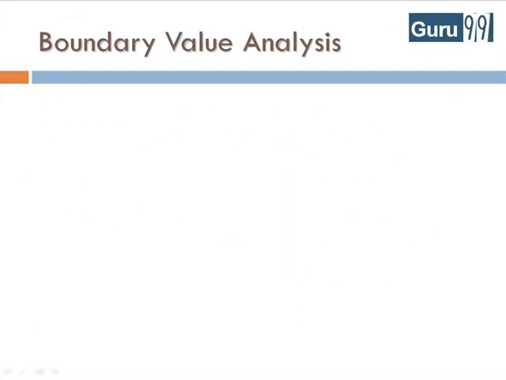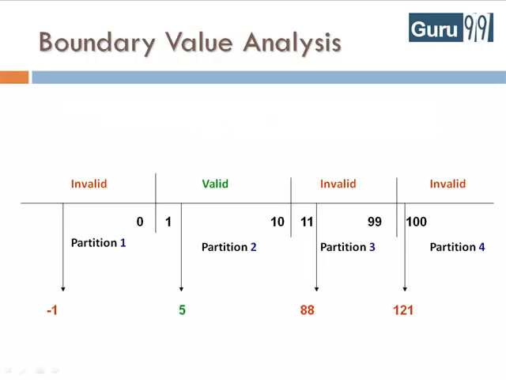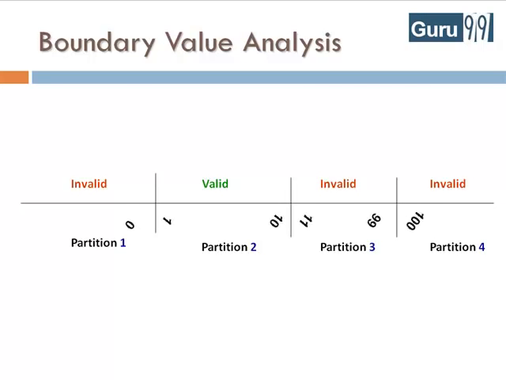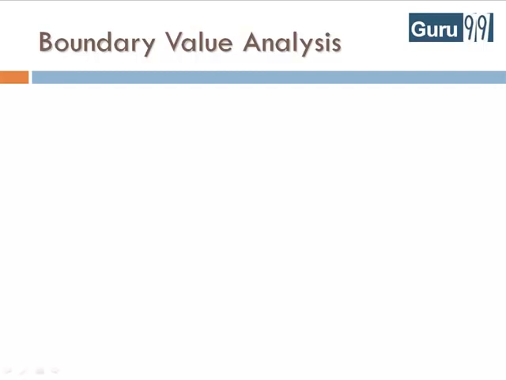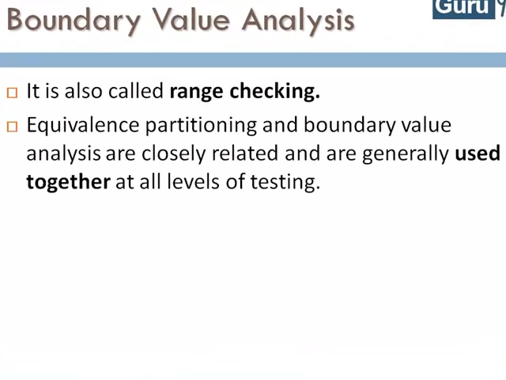Next technique is boundary value analysis. In this technique, you test boundaries between partitions. As in our earlier example, instead of checking one value from each partition, you will check the values at the boundaries like 0, 1, 10, 11 and so on. Boundary value analysis is also called range checking. Equivalence partitioning and boundary value analysis are closely related, and are generally used together at all levels of testing.